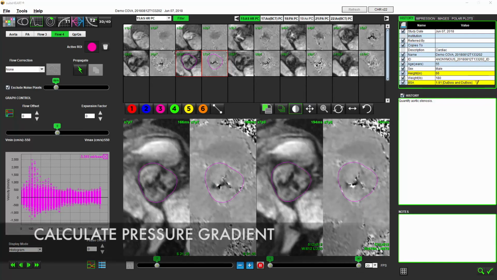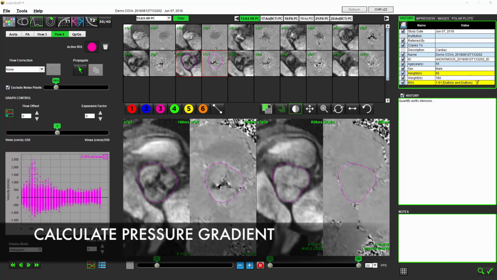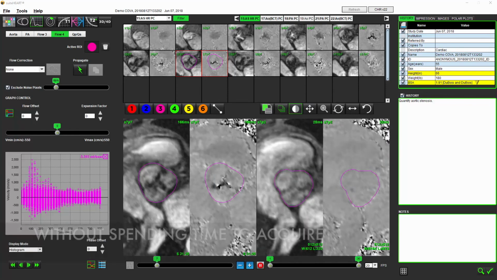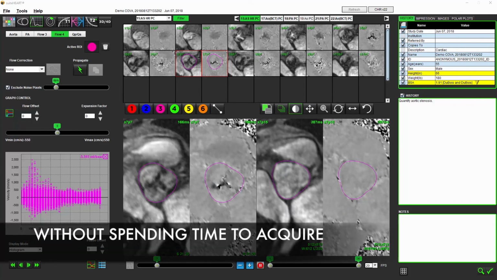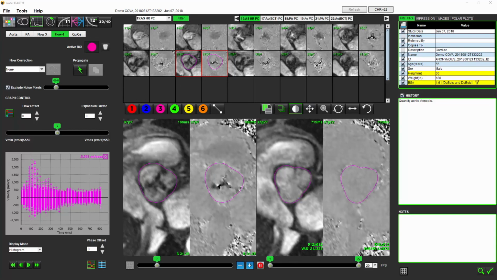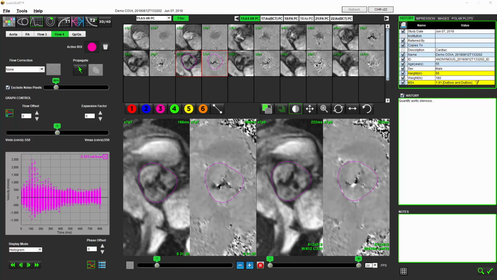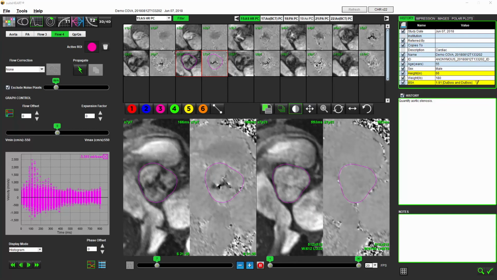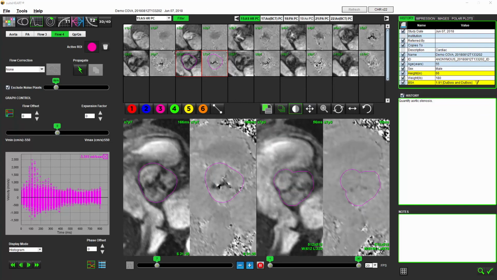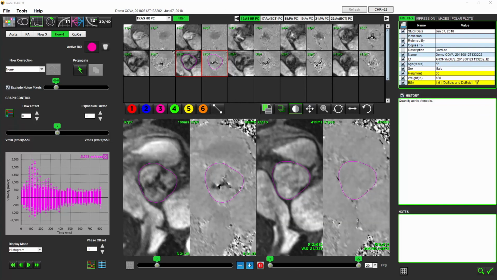So to summarize, we can actually calculate the pressure gradient across the valve without spending the time to acquire all these phase contrast images through the valve. And we can do it by using the short axis images, which we acquire anyway, and just segmenting the left ventricular endocardium on all cardiac phases.